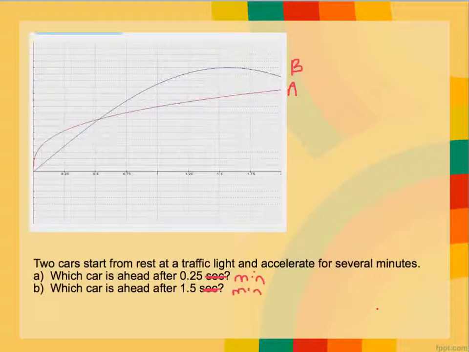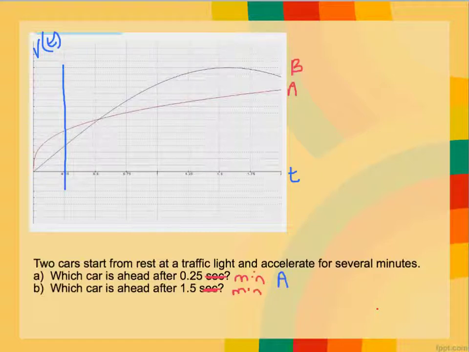So let's look at the graph. At 0.25 minutes, we would be here, and we can see that car A has traveled a farther distance. Remember that if this is velocity and time, then the definite integral, which would be the area, would give me my displacement. So since car A has more area under the graph, it would be farther out. So car A has traveled the farthest.